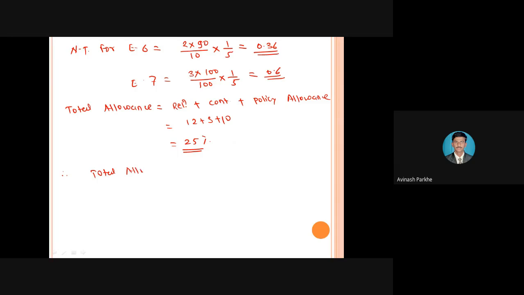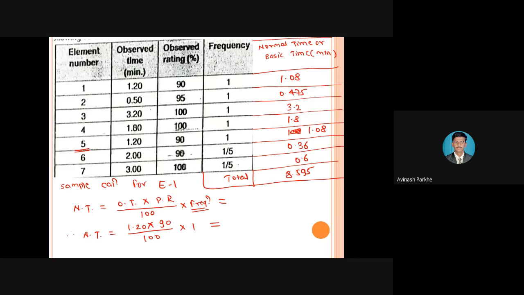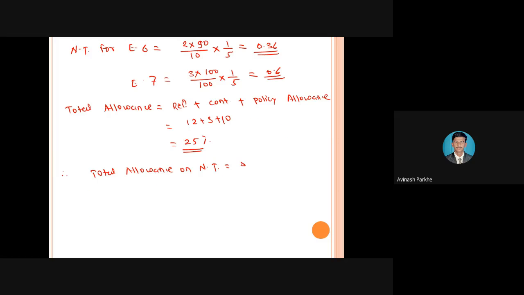total allowance on normal time is equal to, so what is the total normal time? 8.595 into total allowance 25 by 100. Tell me the total allowance on the normal time. What is your answer? 8.595 into 25. Yes, 2.148 minute.